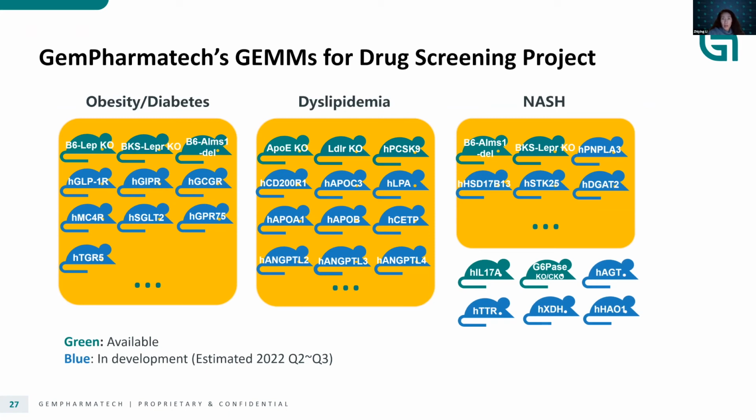I also want to give a shout out to this particular drug screening project. At GemPharmatech, we're trying to develop a lot more humanized animals as well as mutant animals that can support drug screening for particular human diseases. Here, I don't want to belabor you by reading all these gene names, but we have quite a few in green that are already available in our on-the-shelf products. We have quite a few illustrated in blue that are upcoming next year, somewhere in the middle of the year.